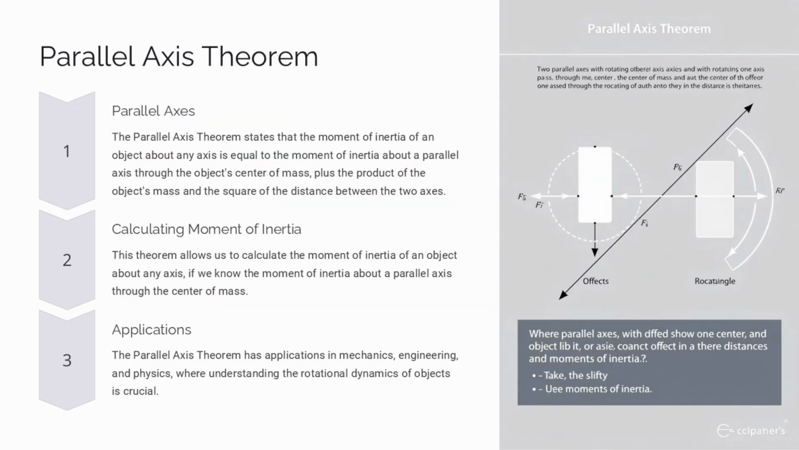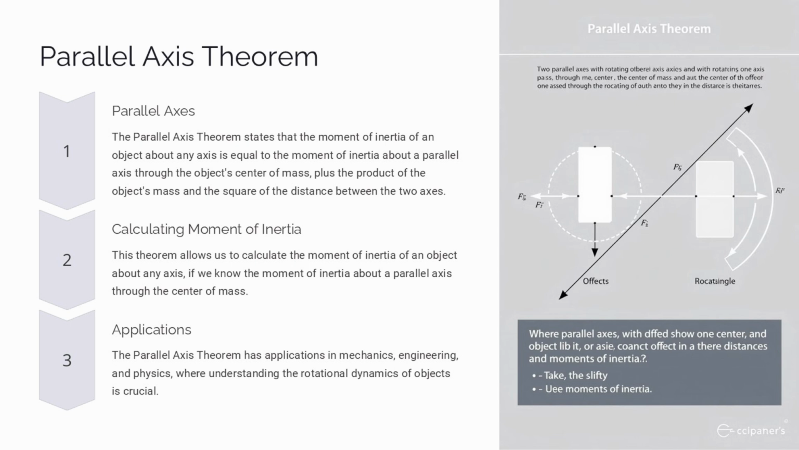The parallel axis theorem is a fundamental concept in mechanics that allows us to calculate the moment of inertia of an object about any axis. It states that the moment of inertia about any axis is equal to the moment of inertia about a parallel axis through the object's center of mass, plus the product of the object's mass and the square of the distance between the two axes. This theorem is very useful because it allows us to determine the rotational dynamics of objects, which is crucial in fields like engineering and physics.